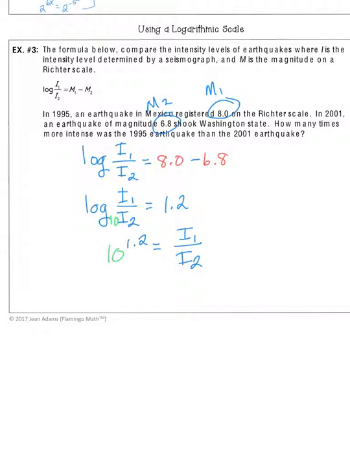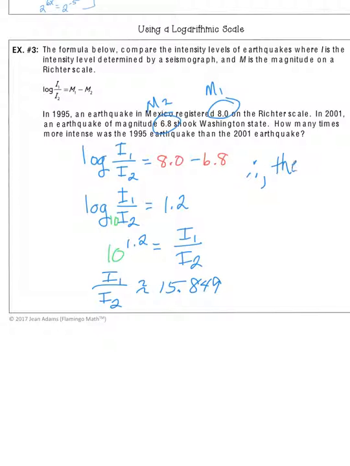And then this I sub 1 over I sub 2 is actually going to tell us how many times more intense this was than this. So you don't actually have to find I sub 1 and I sub 2 individually. We just have to find its actual ratio value. So you're going to take your calculator and put in 10 to the 1.2, and you're going to approximate that. So I sub 1 over I sub 2 is going to be approximately equal to, and if you put that into your calculator and round, we'll round to 3 decimal places, you get 15.849.